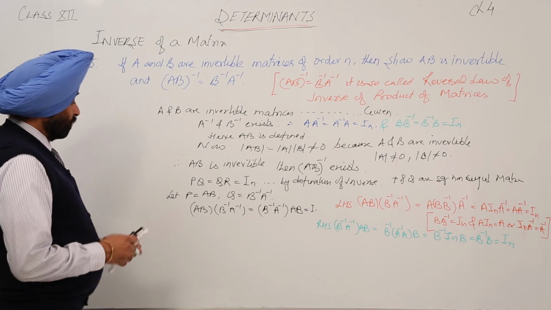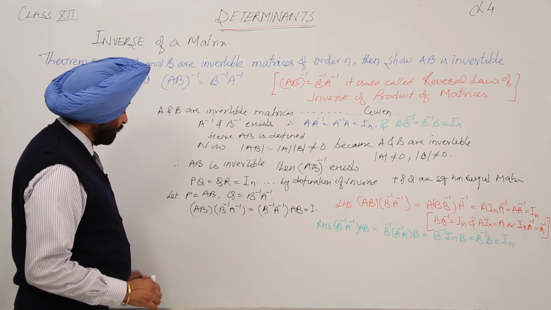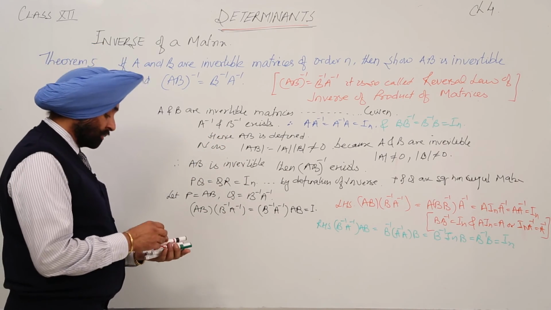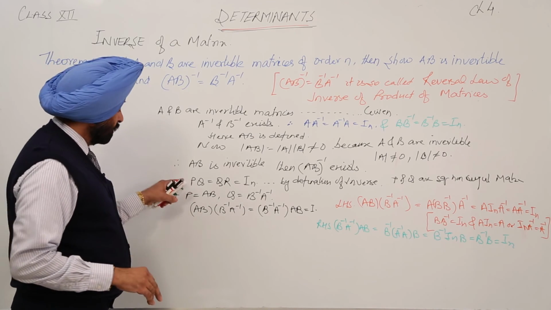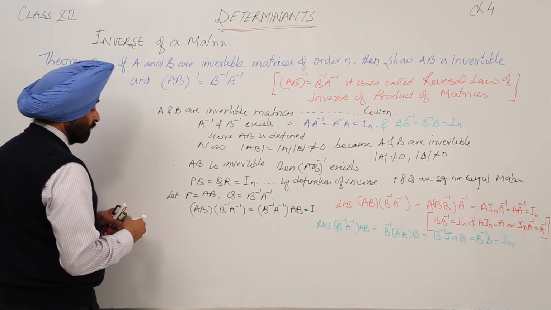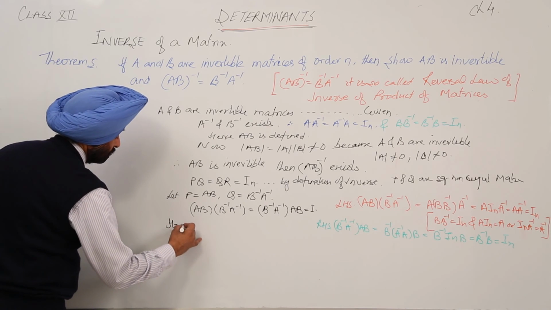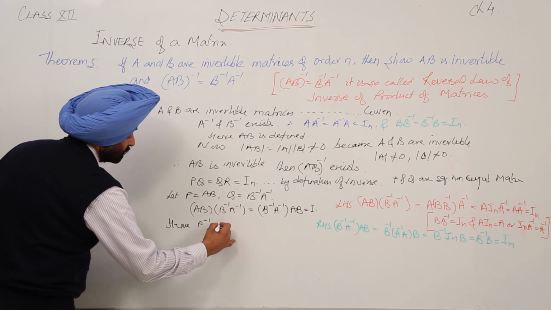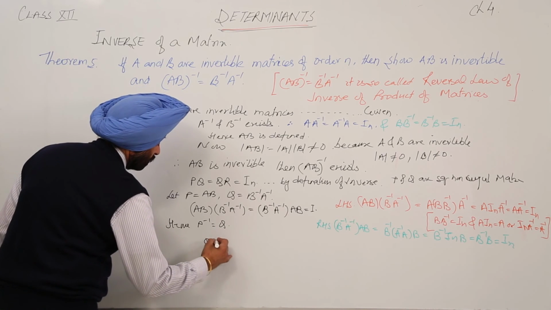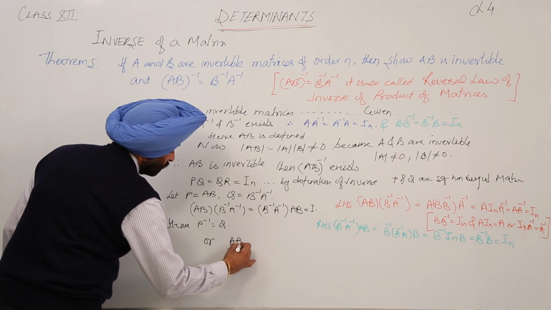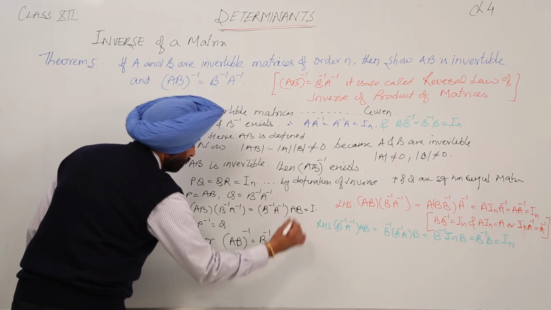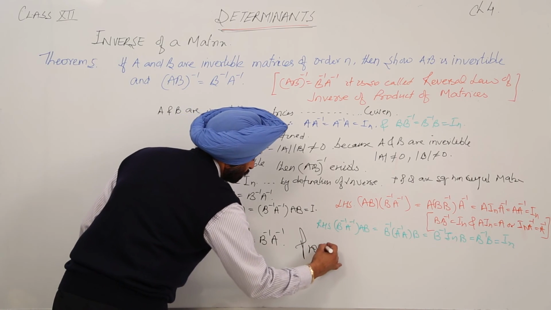Okay, so now from this part what we are getting is that PQ is equal to QP is equal to IN. Hence it means P is the inverse of Q or Q is the inverse of P. So we can write, hence, P inverse is equal to Q, or we can say AB inverse is equal to B inverse A inverse. So this is proved.